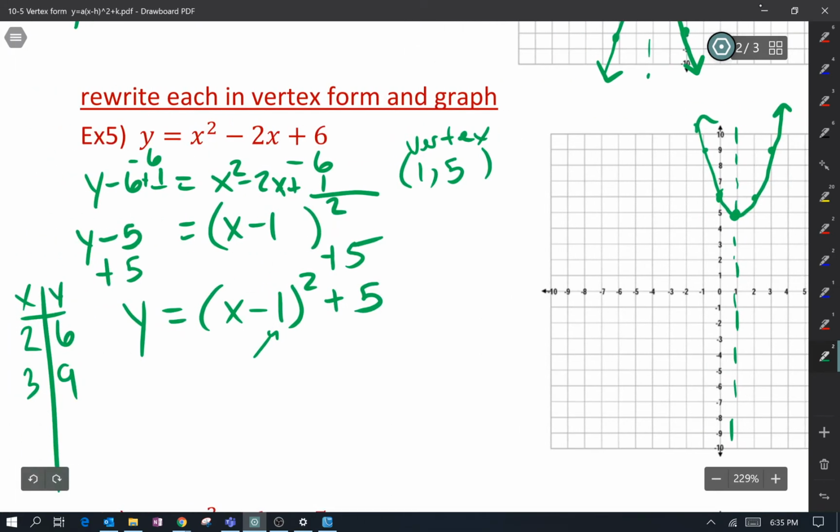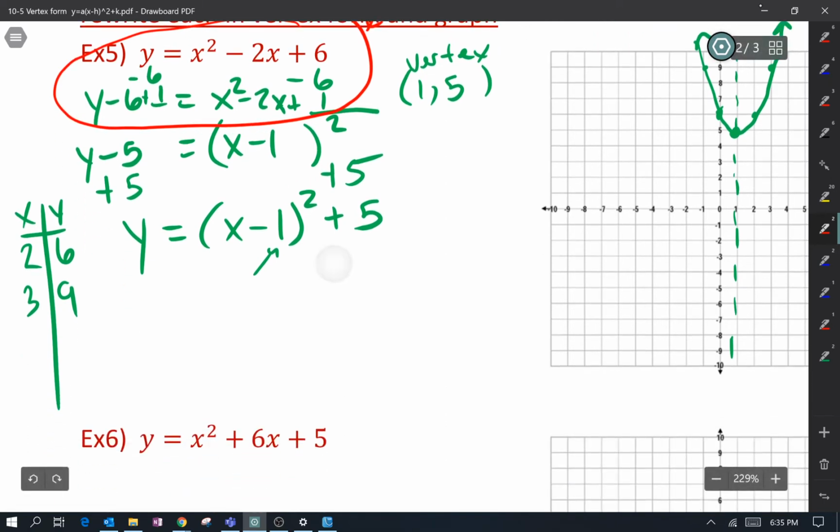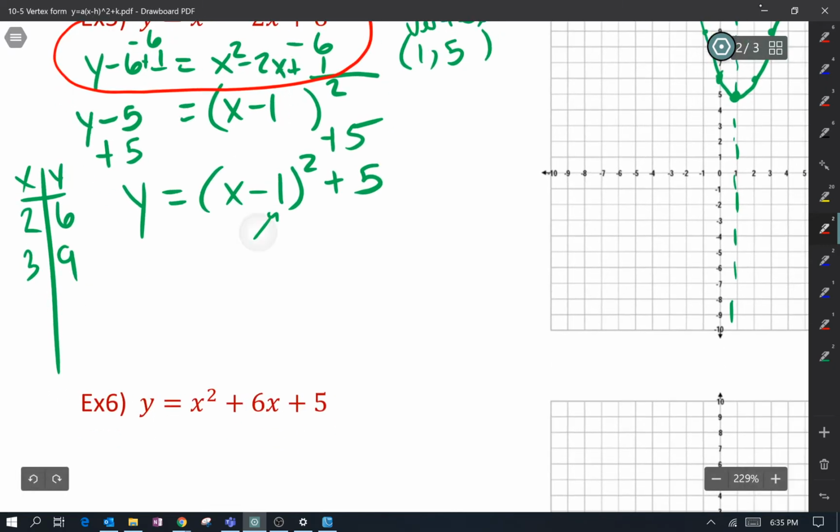Okay, so don't let this part mess you up. All I'm doing right here is just completing the square, right? Without actually finishing the problem. The only difference is I bring the 5 back over at the end, right? I had to add 5 to both sides because I wanted it to look like this at the end.